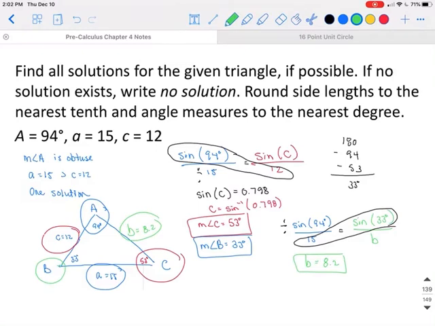Again, we can examine the triangle to make sure those answers make sense. The smallest angle in this case is 33, and it is across from the shortest side of 8.2. The largest angle is 94 degrees, and it is across from the longest side, which has a length of 15. So our answers at least do make sense.